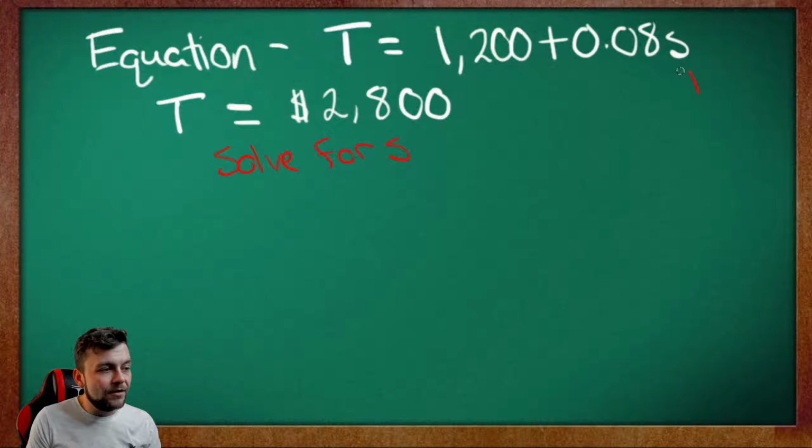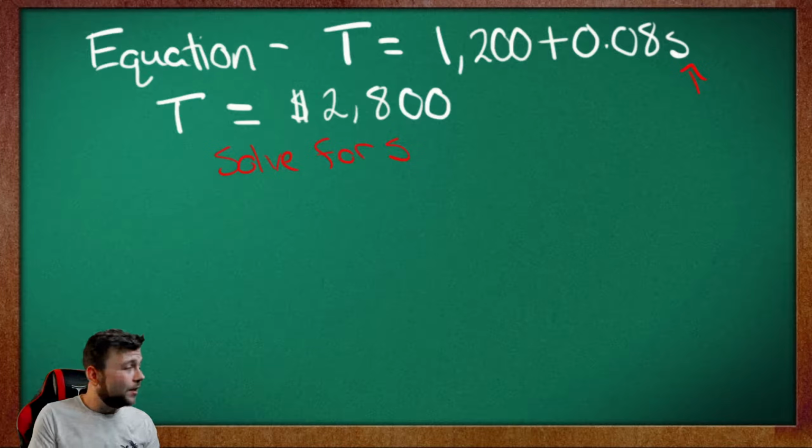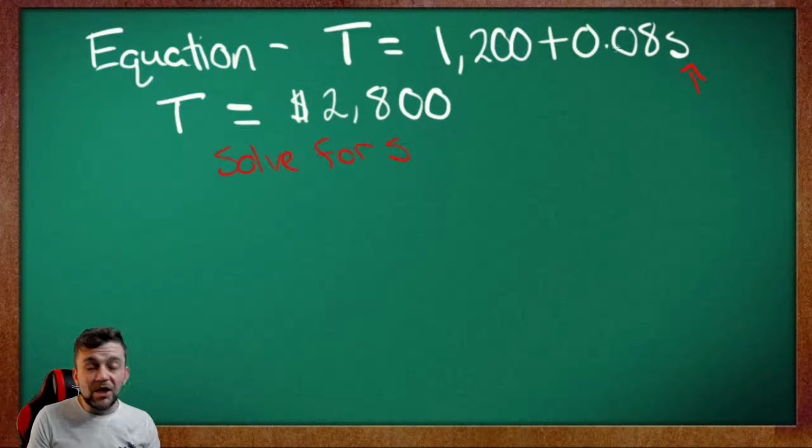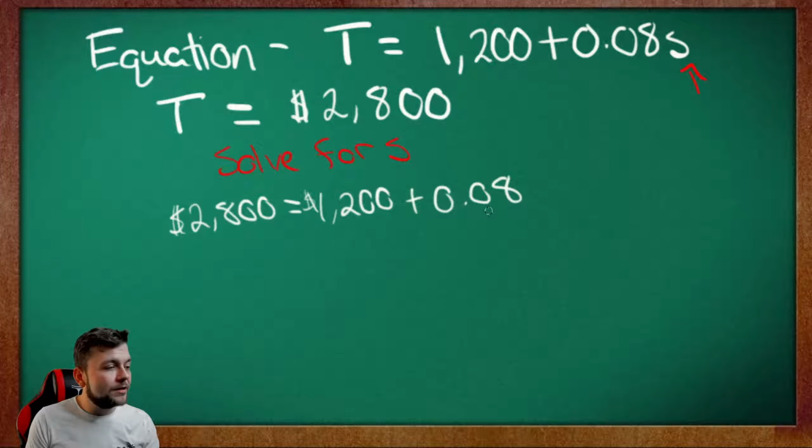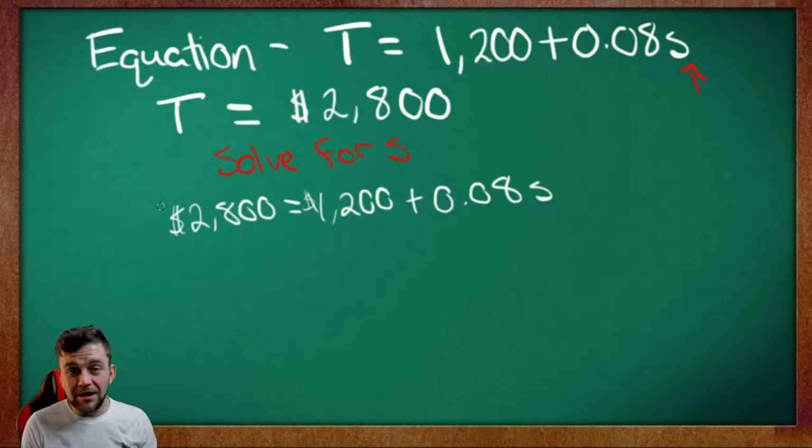So this right here. And we can rewrite our T equals equation as $2,800 equals $1,200 plus 0.08 S. Okay? Then it's just like your other equations. It's just like all of the other examples that we've done. We need to isolate the variable. We need to get S by itself.